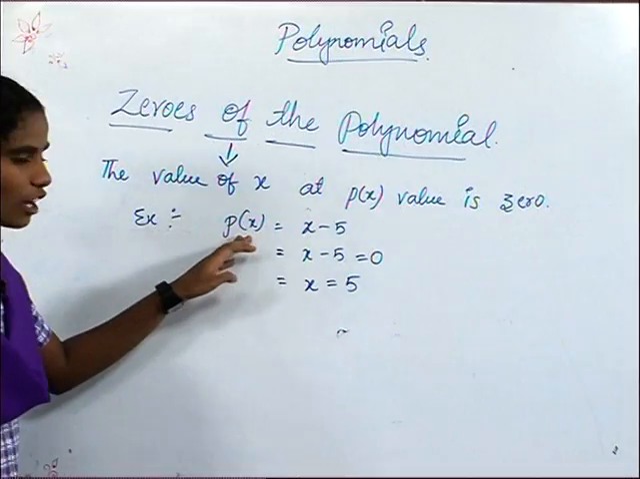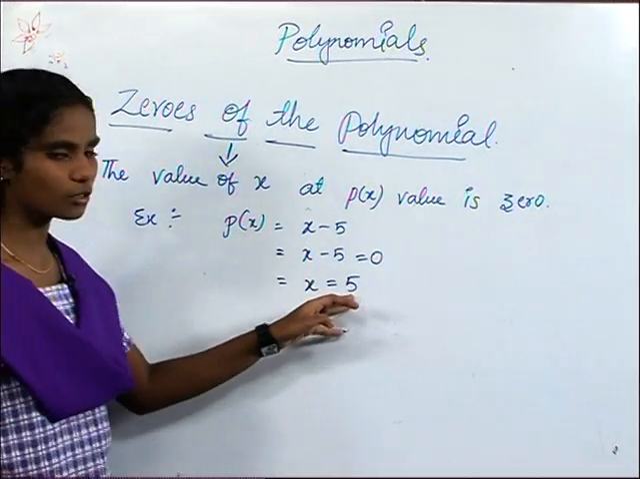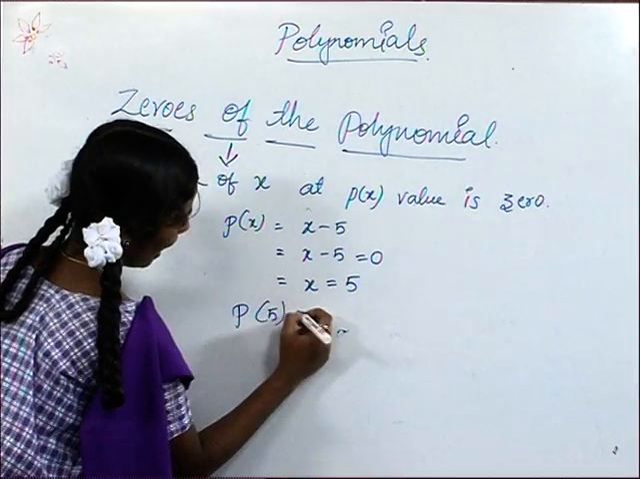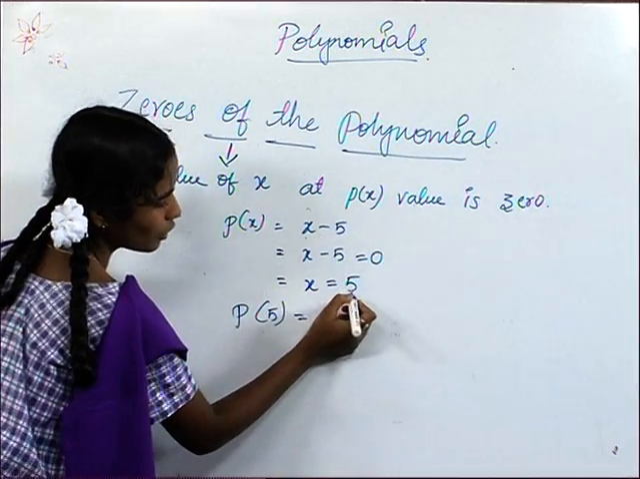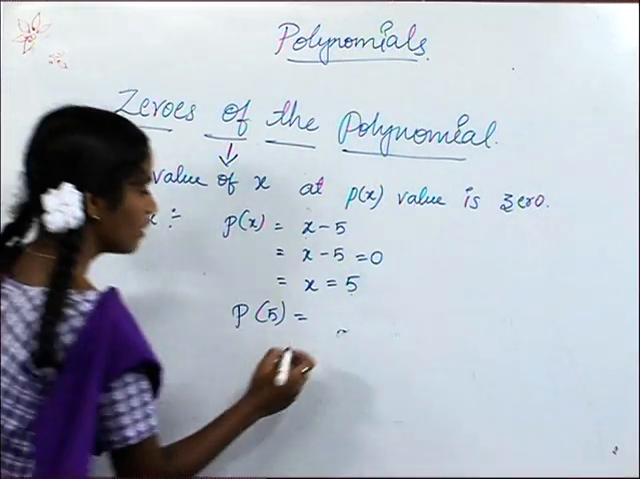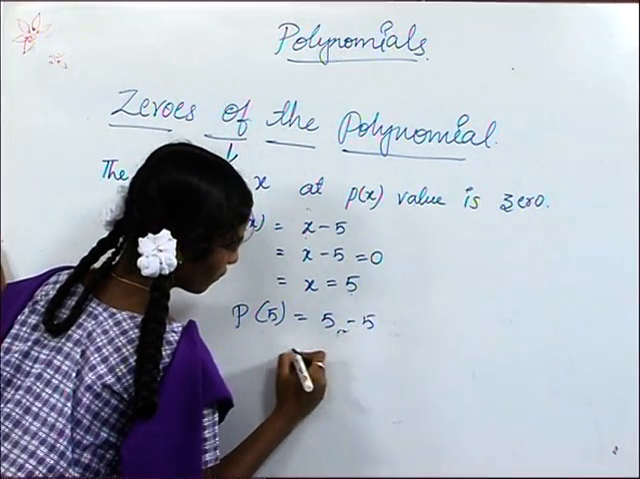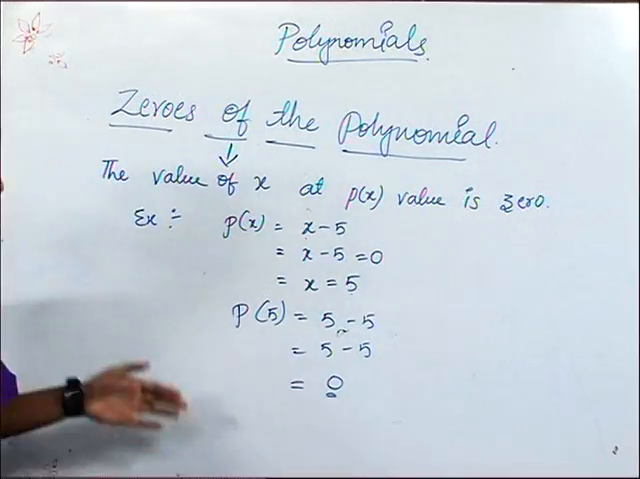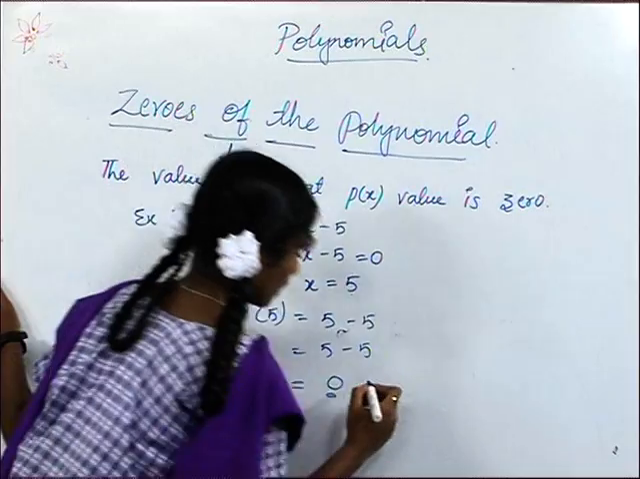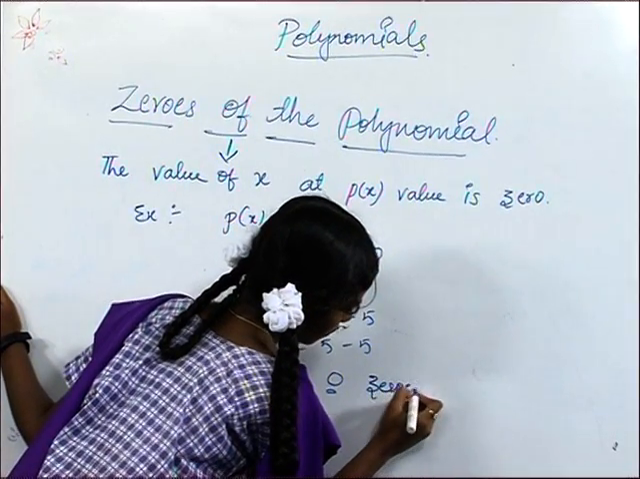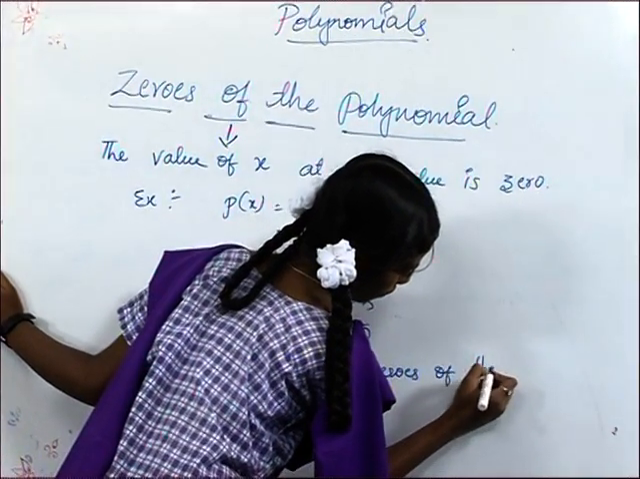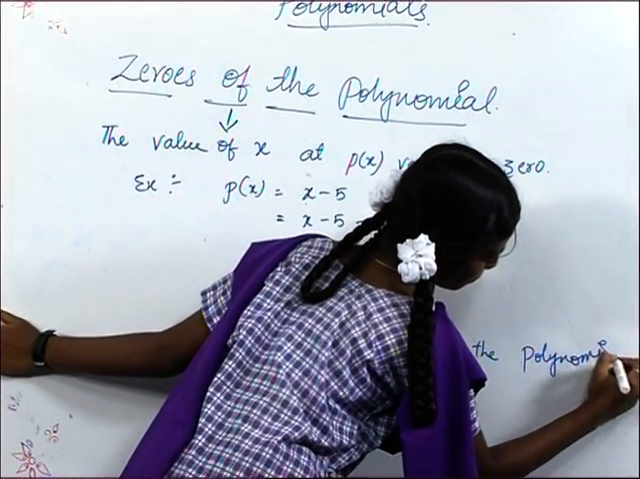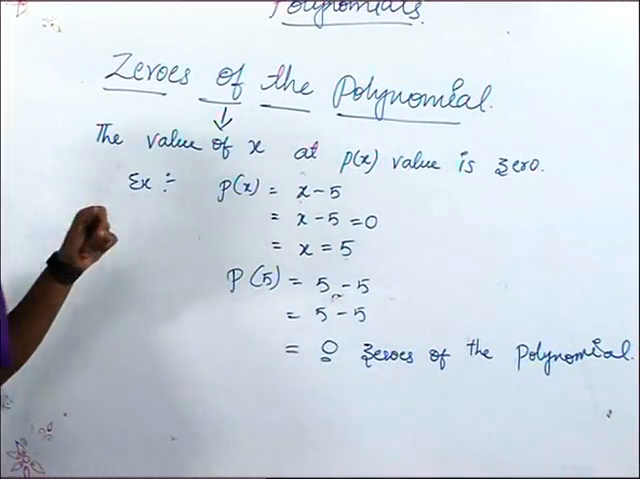Now in the place of x in p of x, I am going to substitute the value 5. So 5 minus 5 equals 0. It is a zero of the polynomial.